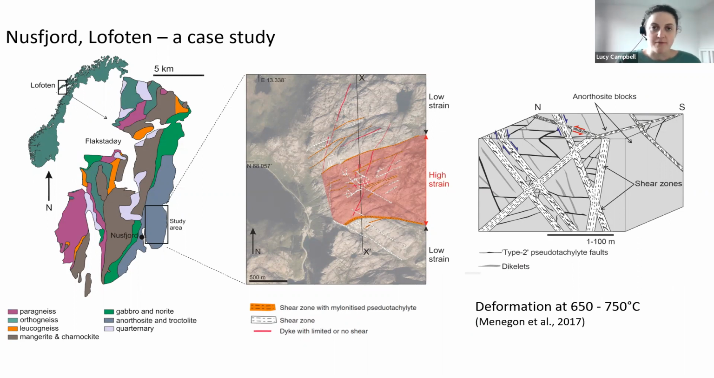They offset passive markers, so we know they're shear faults, and they very distinctively cut from one shear zone to another.